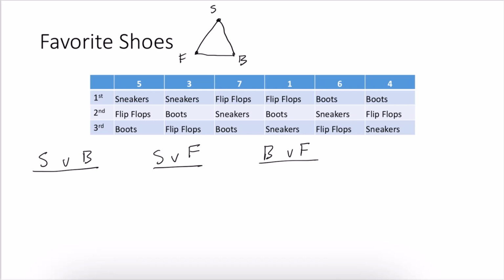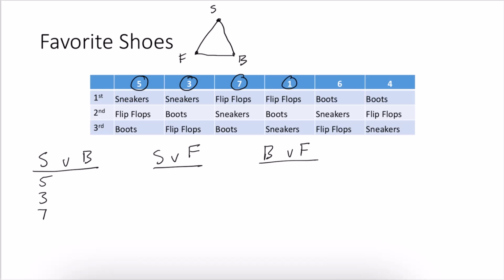So to list out the winners of each pair, I need to calculate them one by one. If I'm looking at sneakers versus boots, these 5 people who voted in column 1 prefer sneakers as their first choice and boots is their third choice. So those 5 votes will go to sneakers. These 3 votes will also go to sneakers because sneakers are their first choice. And these 7 votes will also go to sneakers because, even though they're not the first choice, they are higher than boots. And so those 7 votes will go to sneakers.